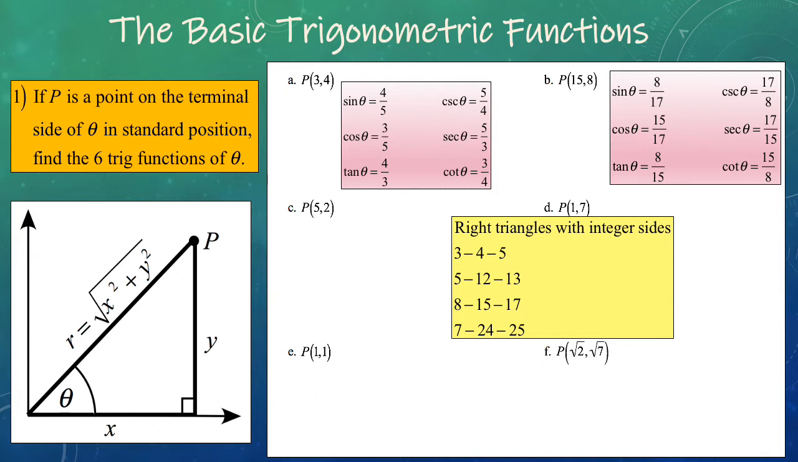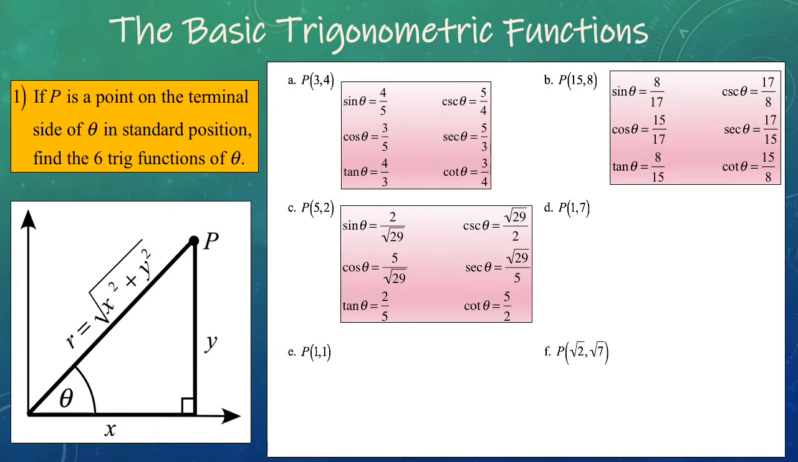So sine theta is y over r, 8 over 17. Cosine theta is x over r, 15 over 17. And tangent theta is y over x, 8 over 15. The cofunctions: cosecant theta is 17 over 8. Secant theta is 17 over 15. And cotangent theta is 15 over 8.